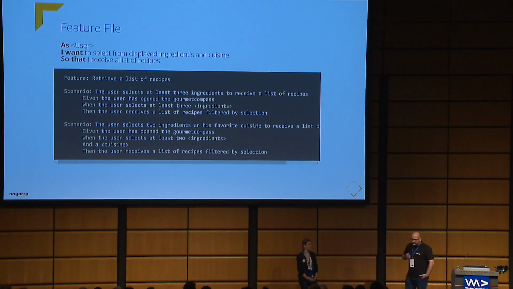A scenario describes a behavior. That's it. In our case, the user selects at least 3 ingredients to receive a list of recipes. Each scenario has at least 3 keywords: given, when, then. These 3 keywords describe the setup of the test case, or the acceptance criteria, what should happen, and what the outcome is.